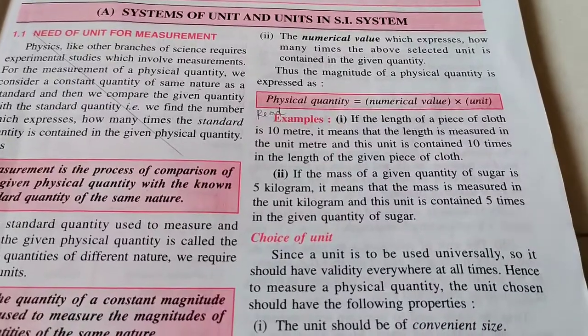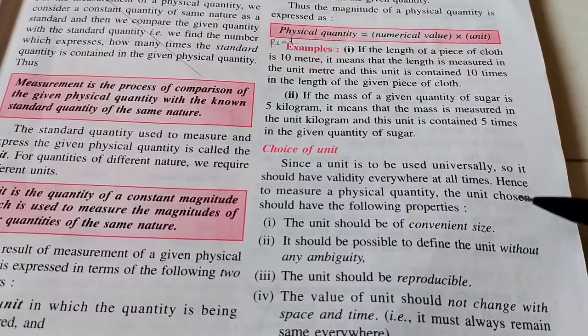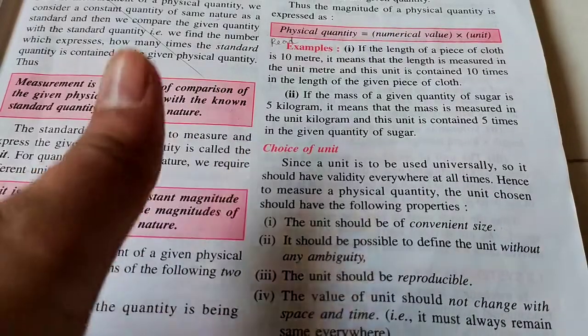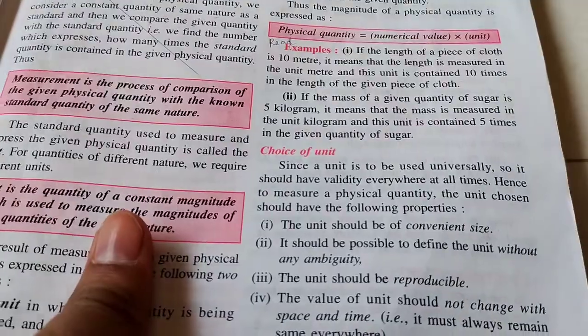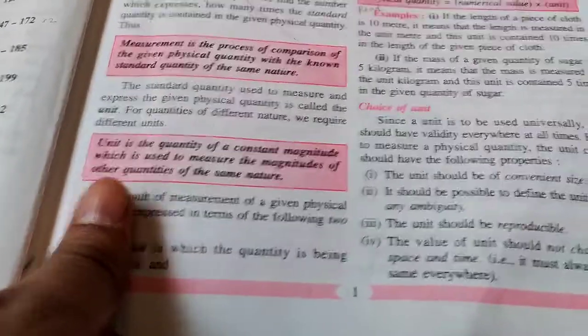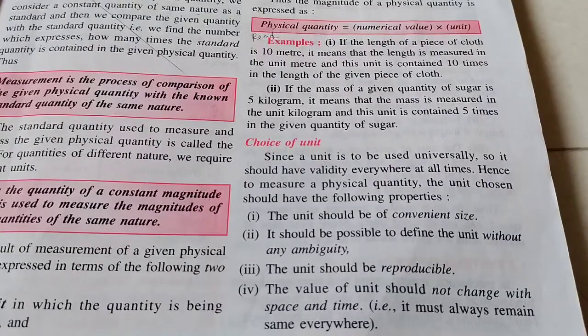Choice of unit. The unit should be of convenient size and there should be no ambiguity. For example, we can't use the thumb as a unit of distance. If you say that this is 1 thumb long, everybody's thumb will have a different size. So there's a lot of ambiguity and confusion.